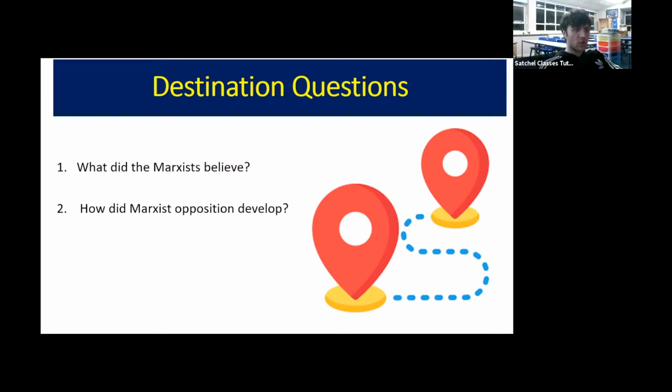And then number two, we're going to try and say, how did Marxist opposition actually develop in practice in Russia under Tsar Nicholas II? So if the lesson is successful, we'll be able to do both those things by the end of it.